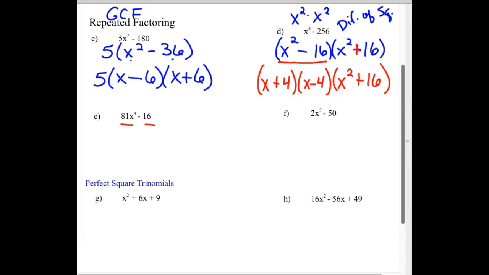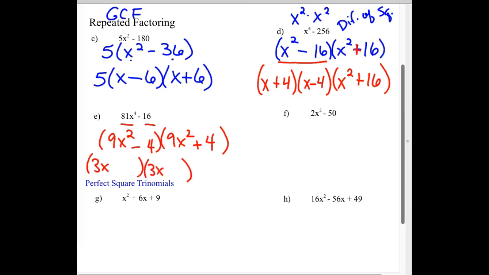For this one, we again have differences of two squares. 81x to the fourth should have split into 9x squared in each one, and the 16 splits into 4 and 4. Middle terms are gone, so I need a negative and a positive. This first one again is another difference of squares. I can split up the 9 into 3x and 3x. I can break up that negative 4 into a negative 2 and a positive 2. And then my second factor up here is going to just stay as it is, since it is the sum of two squares, not the difference of two squares.